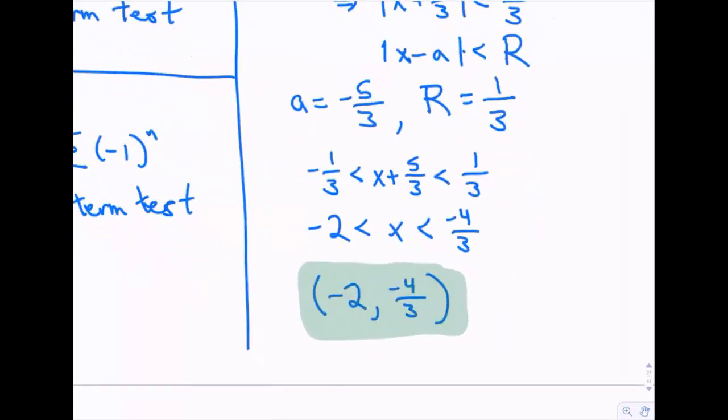So in this case, we don't add in either endpoint, and this is our final answer. This is the interval of convergence.